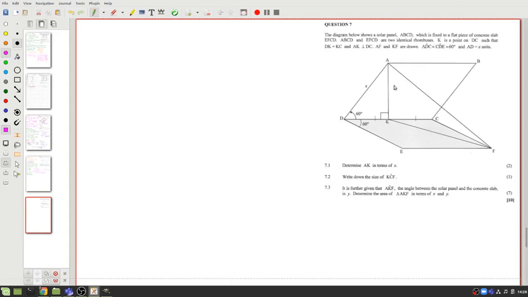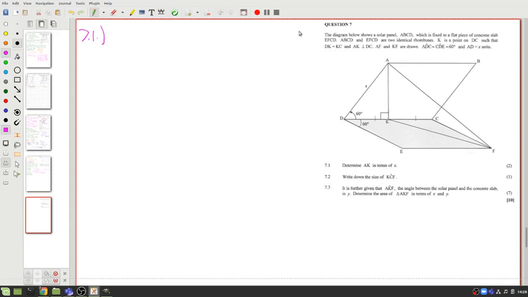ADC and CDE are both 60 as shown. That part is 60 and this angle is 60, and AD is x units. So AD is x units, and since it's a rhombus we know that all of these sides are x units long. Okay, question 7.1. Determine AK in terms of x.